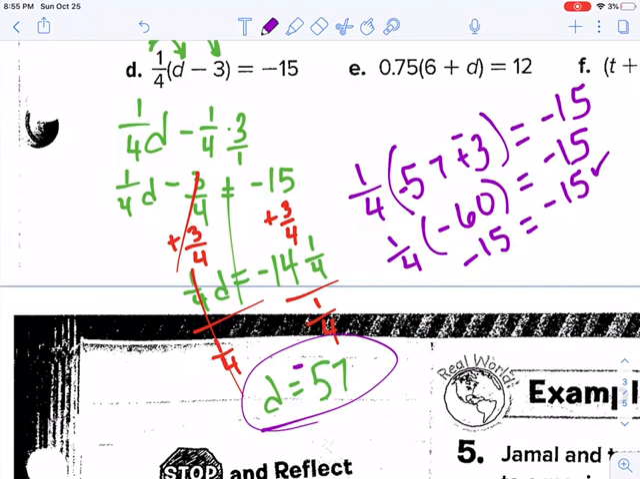Now, I caught myself because I didn't use a negative in my answer when I was going to check it. So that's why we do the check steps, to go back and make sure everything looks okay. Positives, negatives, fractions, decimals, adding, subtracting with integers.